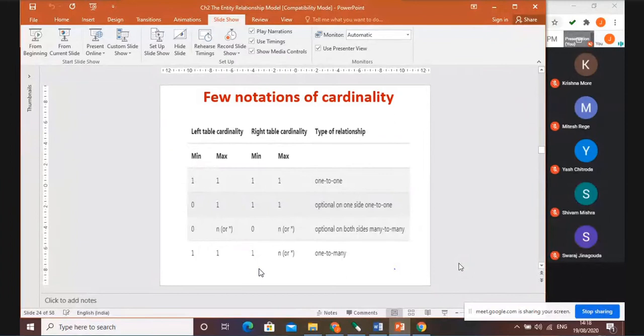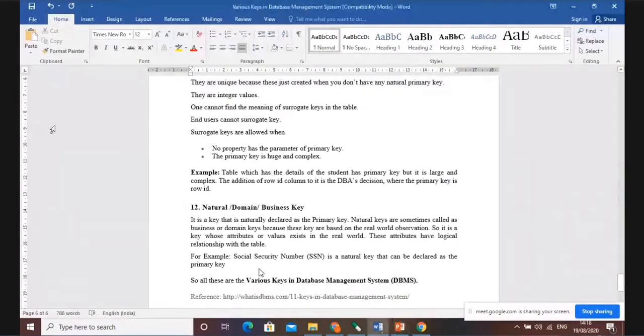Okay, now I have added a few more notations over here, because sometimes in exams, instead of giving the cardinality, I'll just show you a few things.